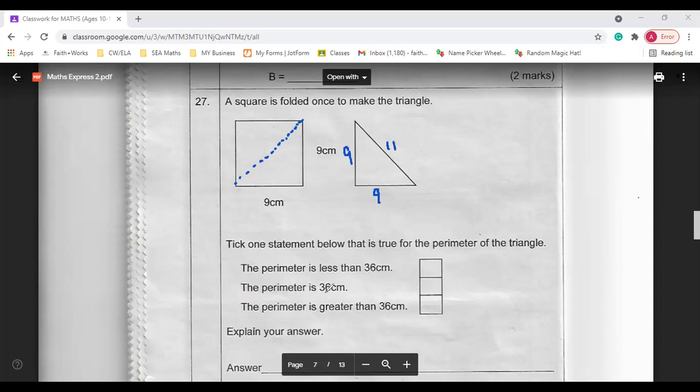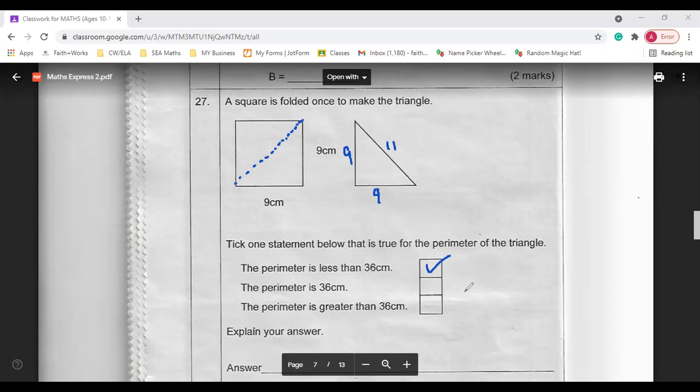The perimeter is 36? No. The only shape whose perimeter is 36 is a square. The perimeter is greater than 36? Definitely not. So it will be this one. Why?